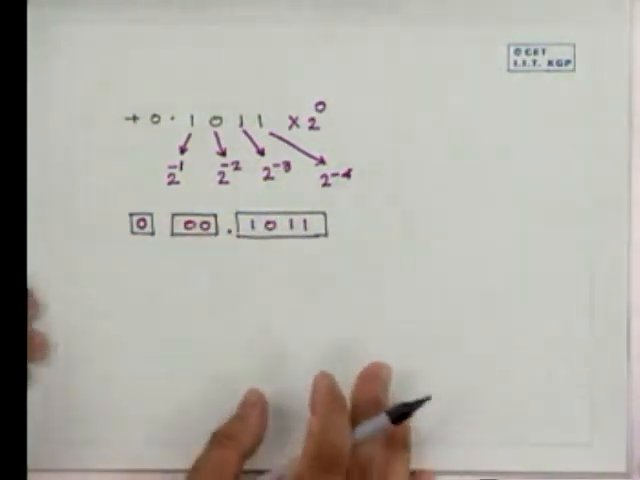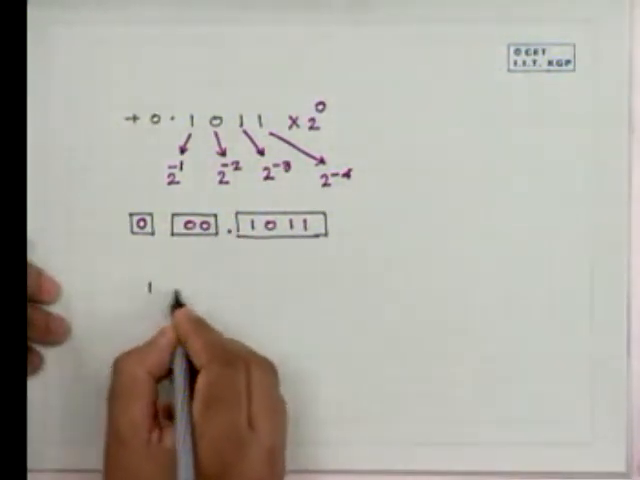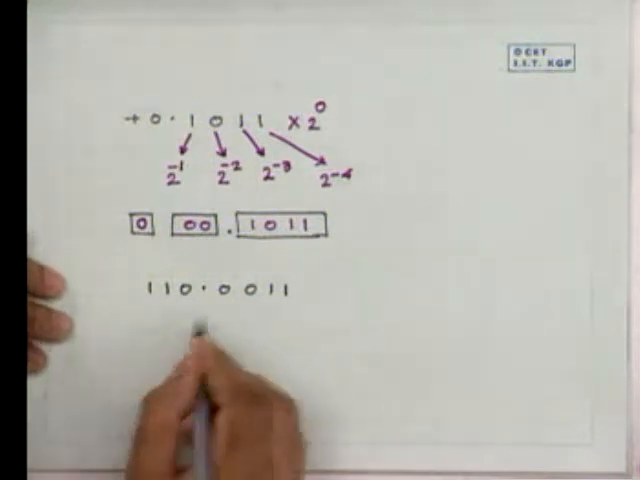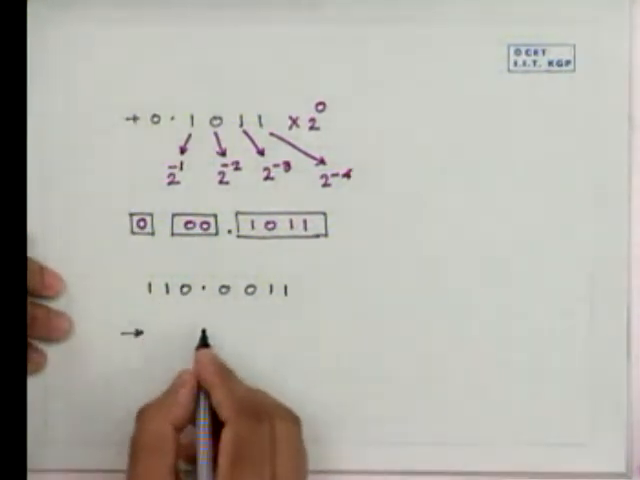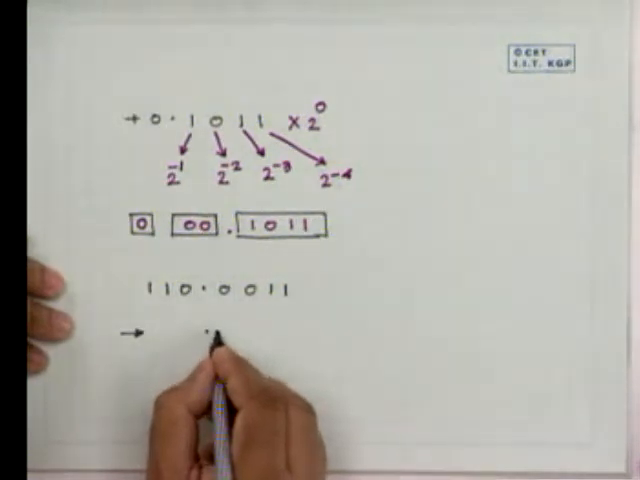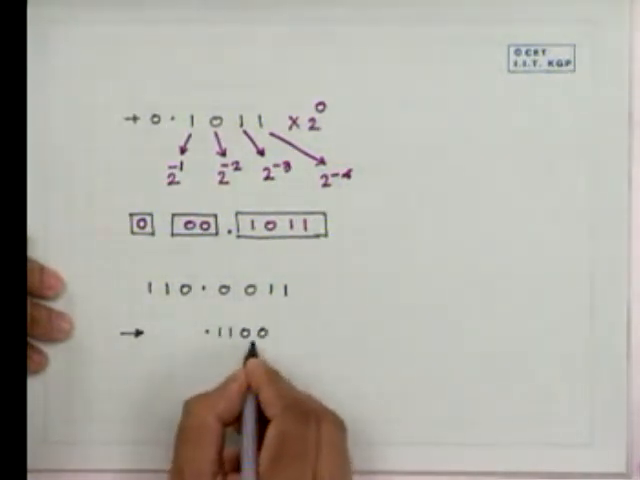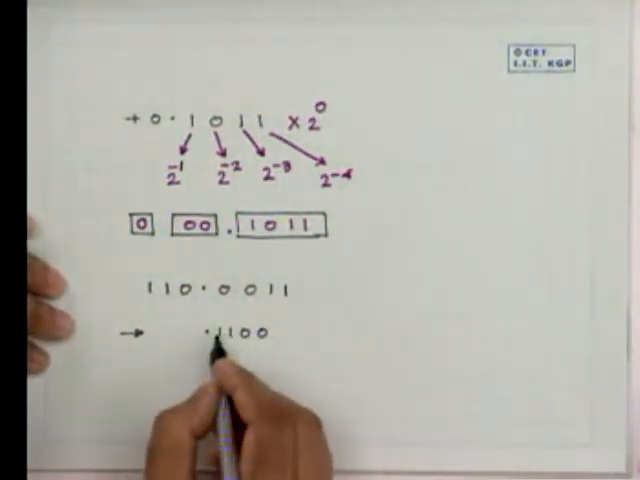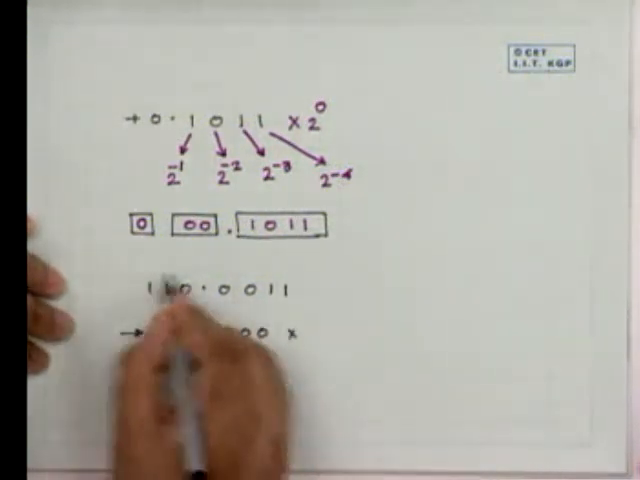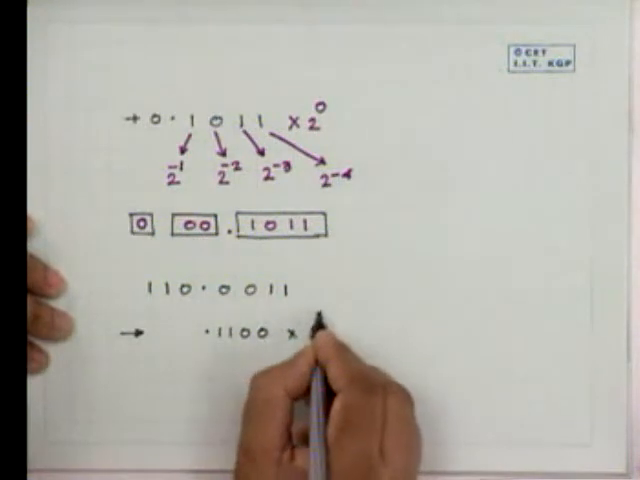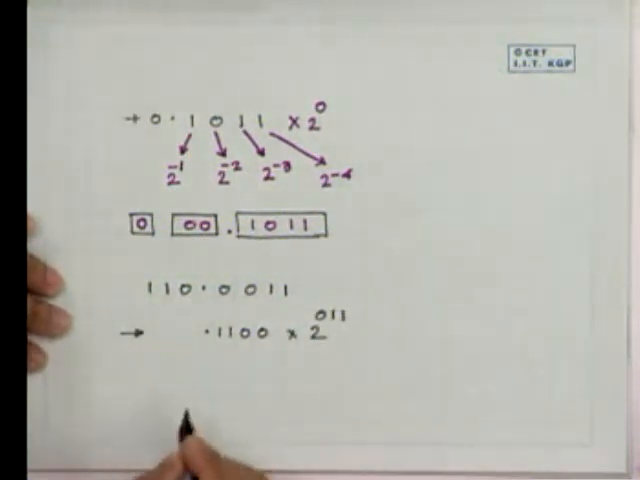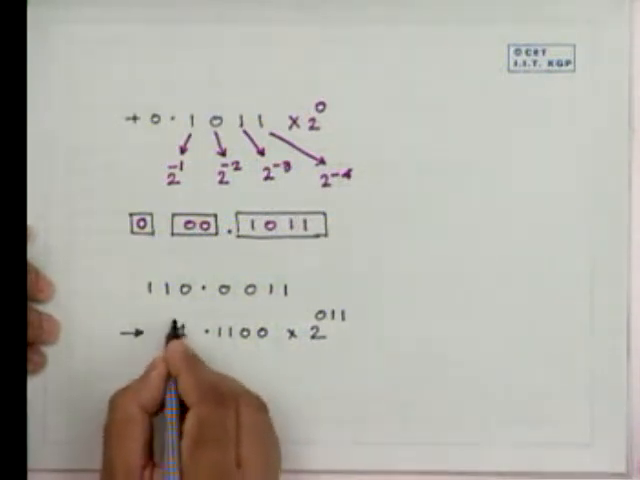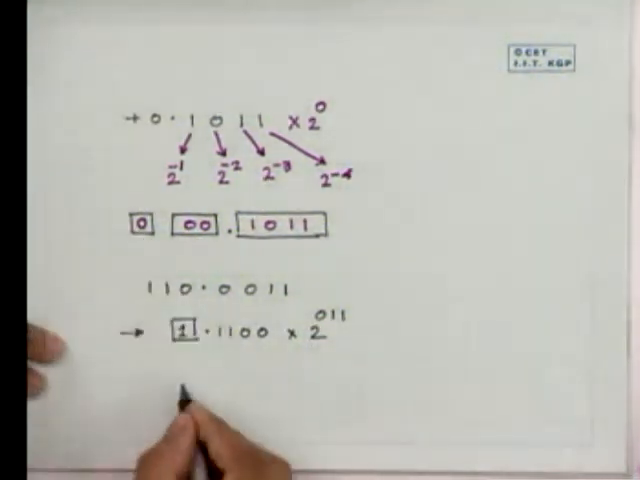Now let's take the number, say, 110.0011. In our floating point representation, this will be 0.1100, so we can represent only 4 bits in our computer. This is our mantissa. The exponent will be 2 to the power 3, therefore it will be 0, 1, 1, and the sign is positive, therefore we can represent the sign as 0.